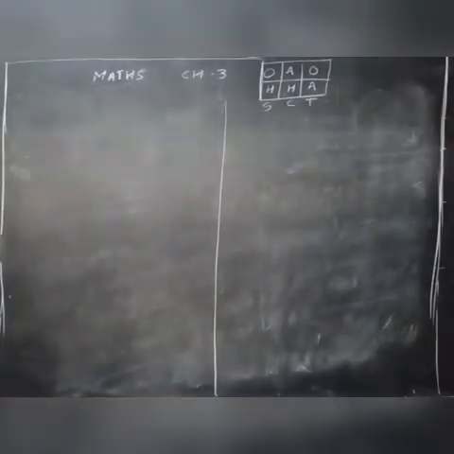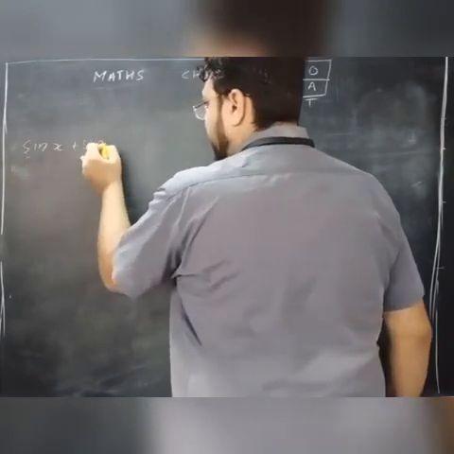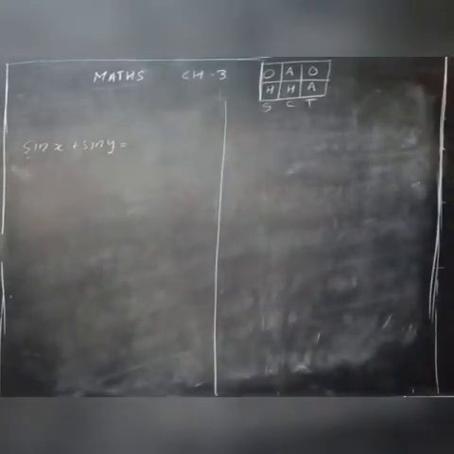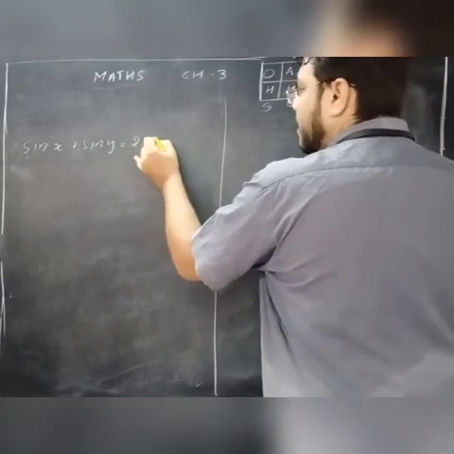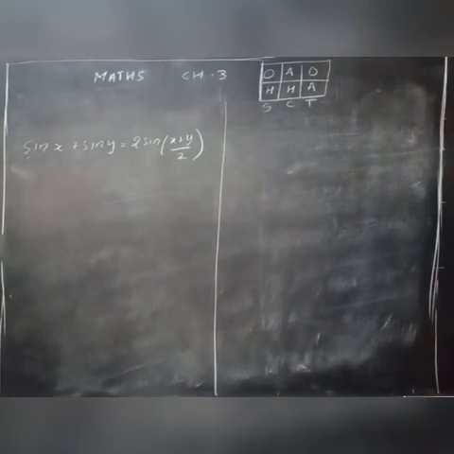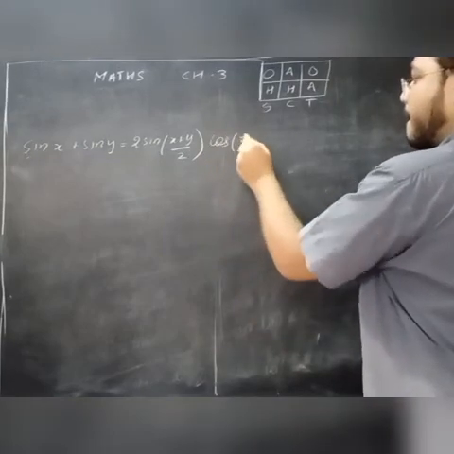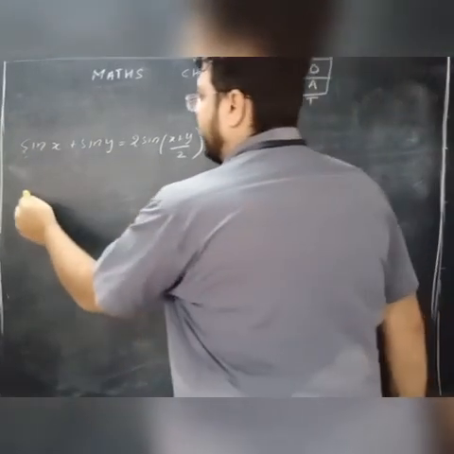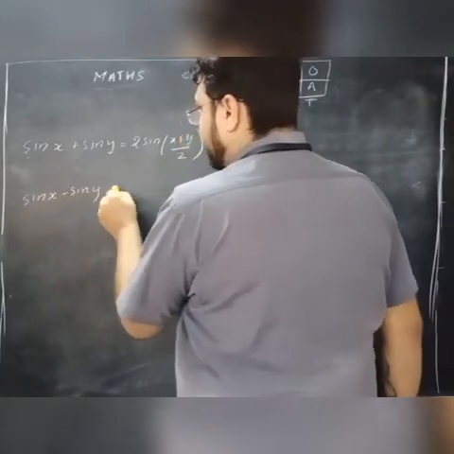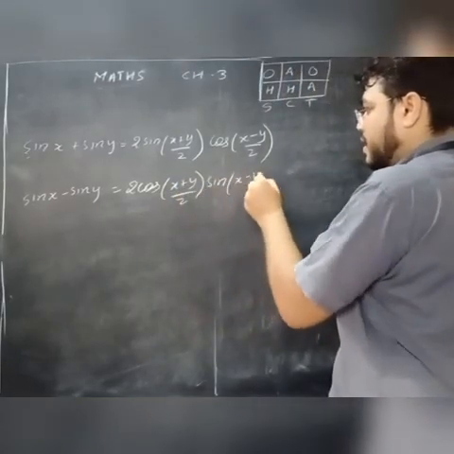In this section we will try to find the formulas for addition of sine and sine, that is sin x plus sin y. Right. So the formula of sin x plus sin y is 2 sin (x+y)/2, whereas cos (x-y)/2. The same way, if I want to write the formula of sin x minus sin y, then it is 2 cos (x+y)/2, whereas sin (x-y)/2.